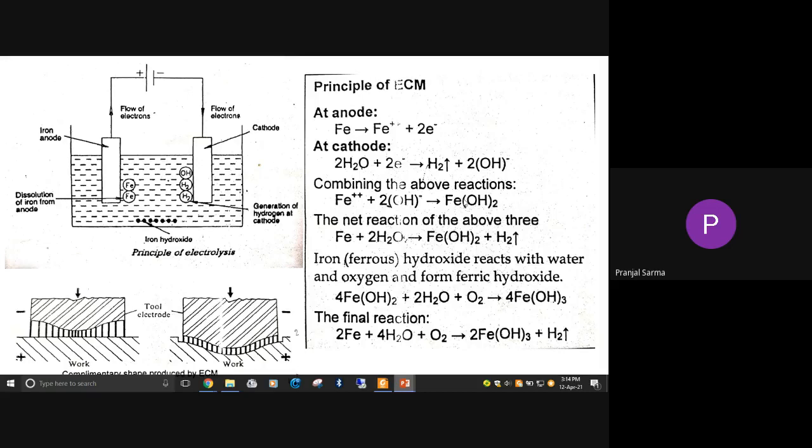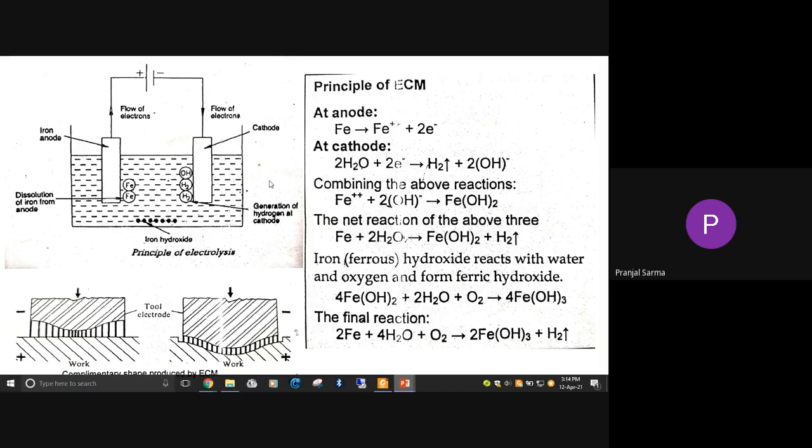Then the ferrous hydroxide reacts with water and oxygen, and what will form? It is going to form ferric hydroxide. So this is the final reaction that is taking place. These are just your conventional electrolysis that you have already seen.